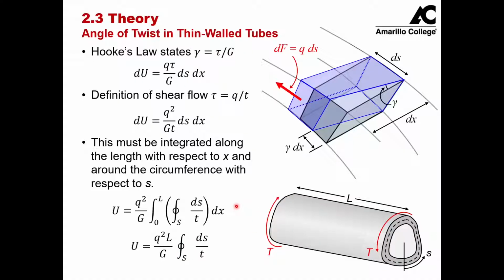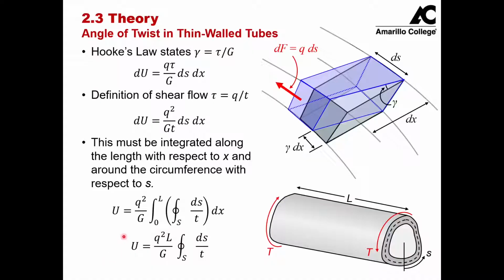So the cross-section of our shaft does not change along its length. If it's just a constant 2-inch diameter hollow pipe, then there is no variation in the x direction. So if we integrate from 0 to L dx, there is no variation. That just becomes the length, and that comes out in front of the integral as well. So our integral simplifies into this shear flow squared times the length divided by the modulus of rigidity, plus this closed linear integral around the circumference of the tube of ds divided by t. We are going to come back to this term in a second.